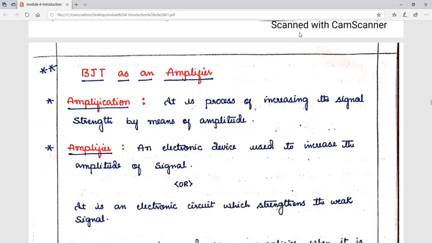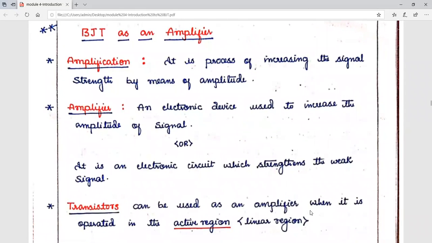So, today let us see how a BJT can be used as an amplifier. Now, amplification is the process of increasing the signal strength by means of amplitude, or an amplifier is a circuit or an electronic device which is used to increase the amplitude of a given signal, or it is an electronic circuit which strengthens the weak signals. Now, how can we use a particular transistor as an amplifier?